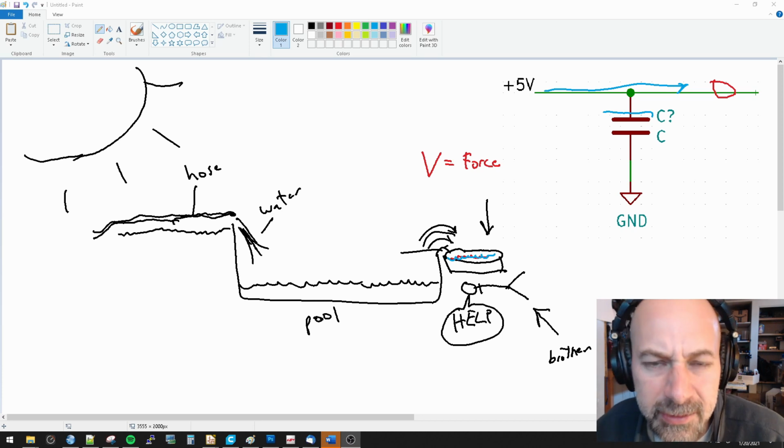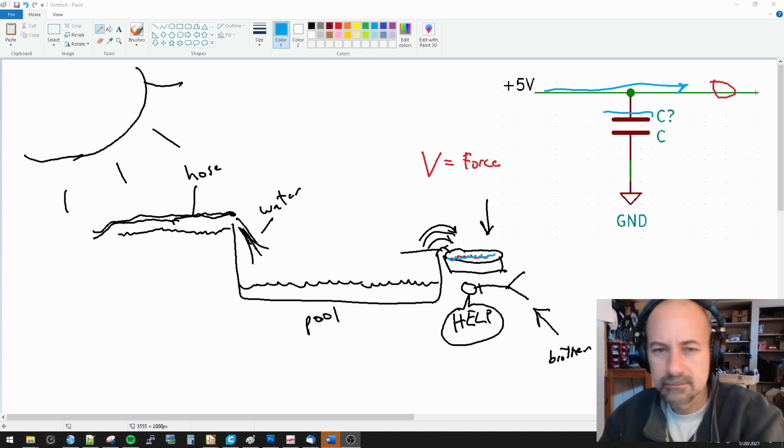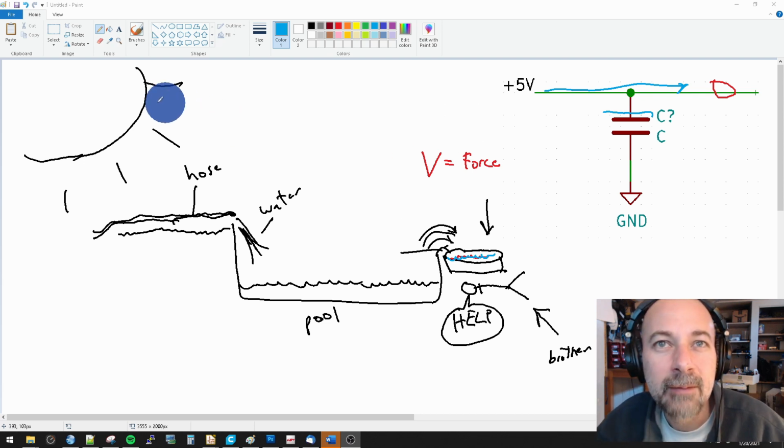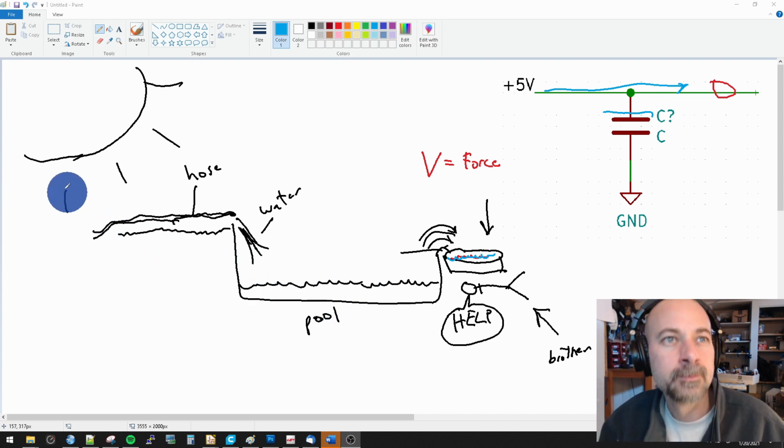Let's talk about capacitors. Today we are going to kill my brother with a capacitor analogy. All right, let's hop to it. We've probably seen the pool metaphor, but I'll show it to you anyway. I have a better spin on it.